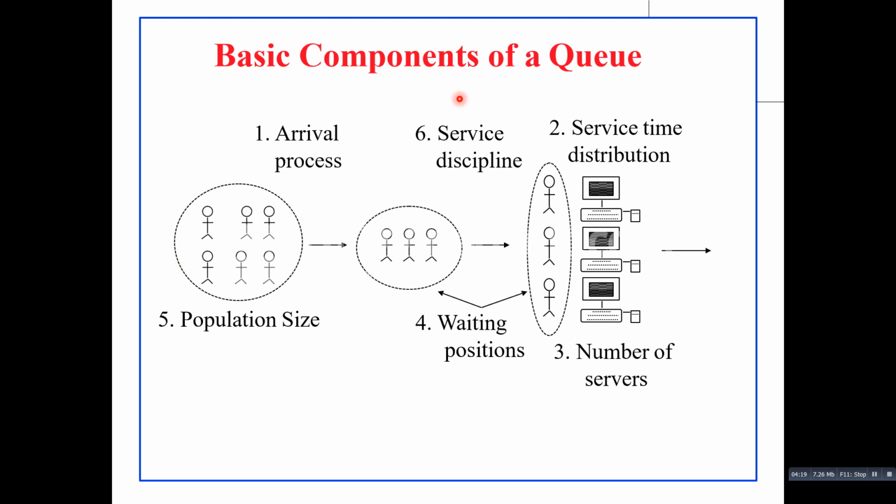And the sixth, the last one, is the service discipline. I think you have heard about first come first serve, first come last serve, round robin and everything. So this is the service discipline that determines a queuing system process.